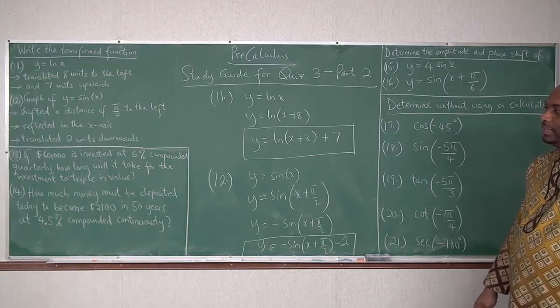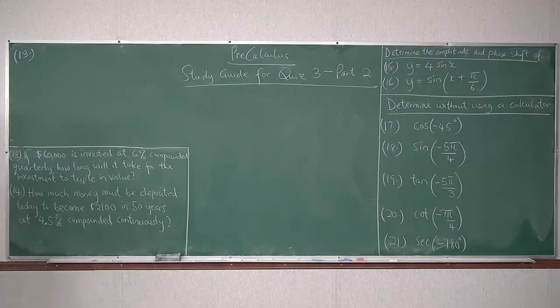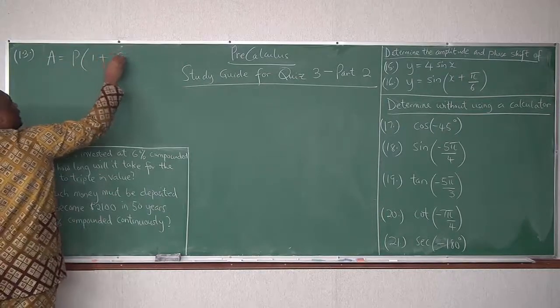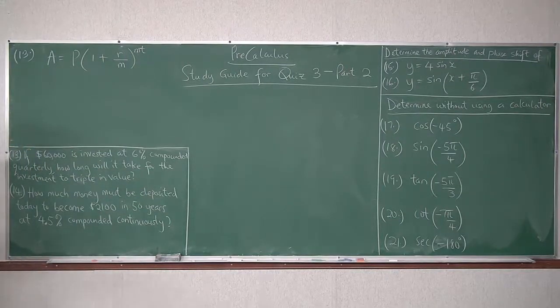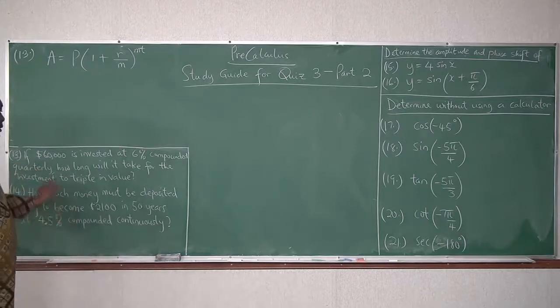Okay, let's do question 13 and 14. Question 13. If $60,000 is invested at 6% compounded quarterly, how long will it take for the investment to triple in value? So this is compound interest. We're going to use the compound interest formula, A equal to P times 1 plus r over m, to the power mt. We did that in previous videos: compound interest, continuous compound interest, simple interest. It is good you view those videos.